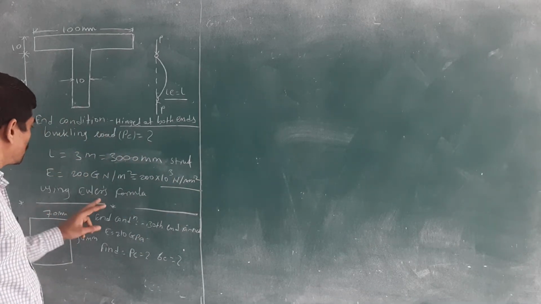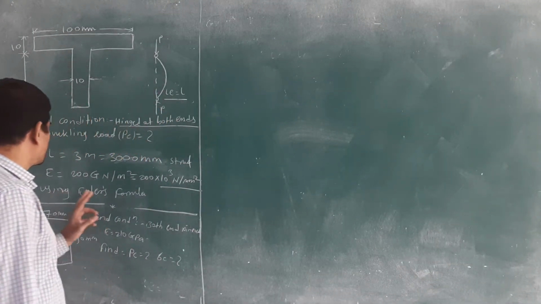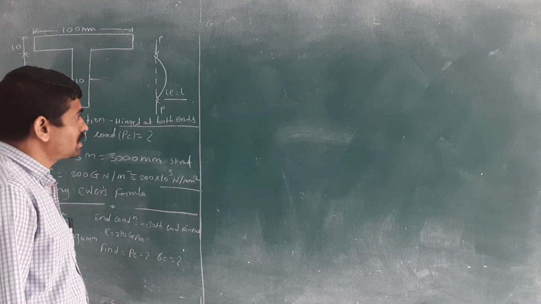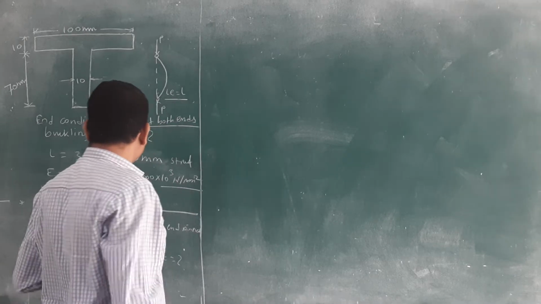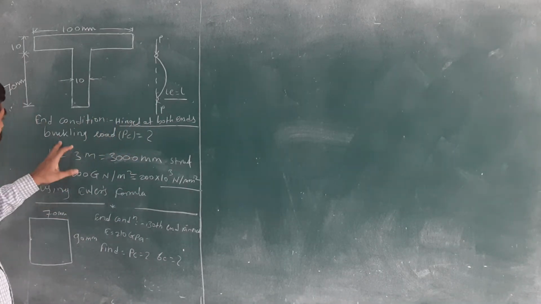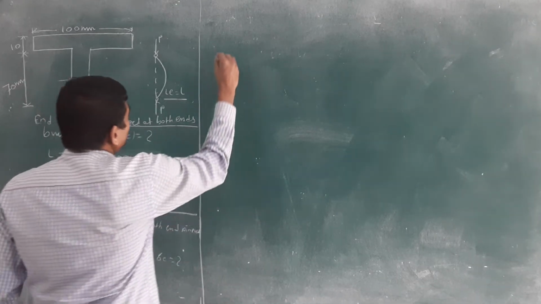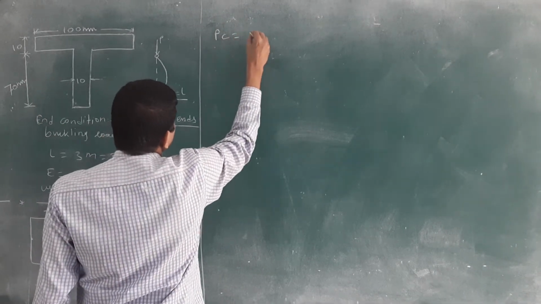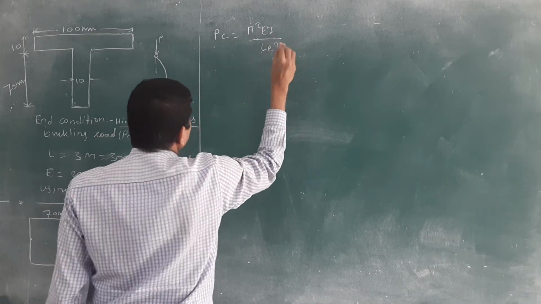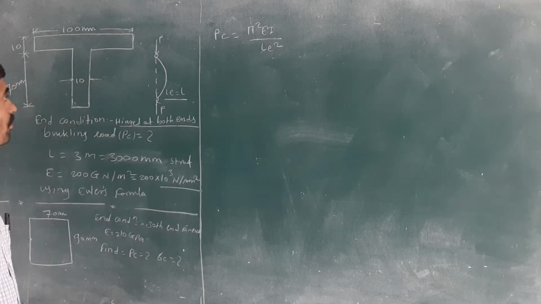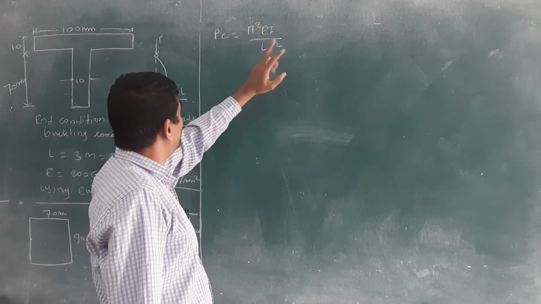Okay. Use Euler's formula. With the help of that, we want to solve using Euler's formula. You know the Euler's formula. What is the Euler's formula? I have told, think reversely. What we want to find out? We want to find out the buckling load. What is the formula for the buckling load? Yes, anybody? PC is equal to pi square EI divided by L square. This is the buckling load formula. Okay, already we have seen pi square EI divided by L square.